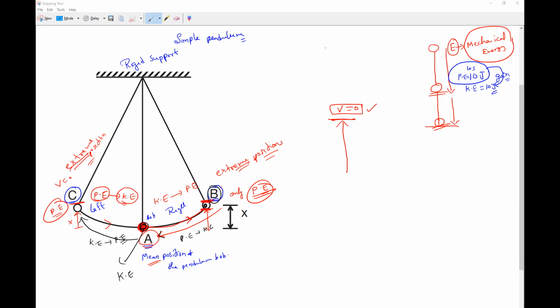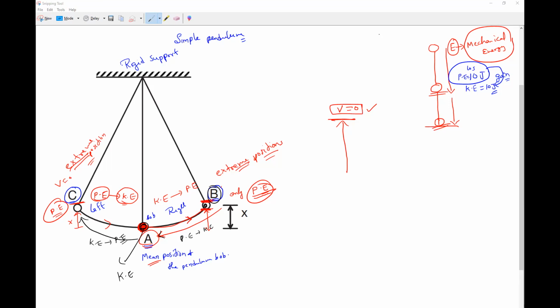On the way, what is happening? Kinetic energy is converting into potential energy, or potential energy is converting into kinetic energy. Energy transformation is taking place. You all understanding, guys? All of you?